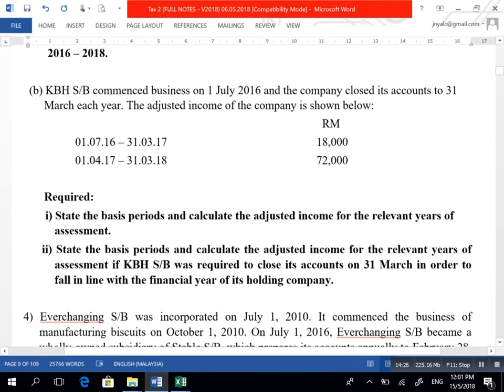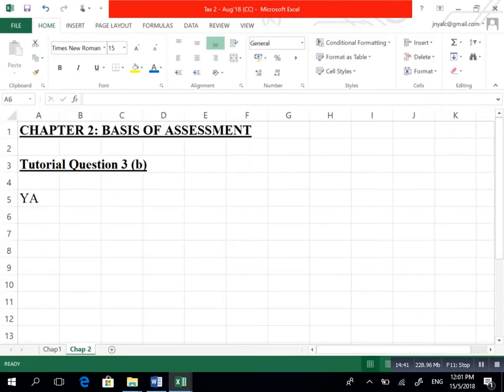Now look at part 1. State the basis period and calculate the adjusted income for the relevant year of assessment. So for part 1 here, we need to determine the year of assessment. We need to determine the basis period, and also we need to determine the adjusted income.